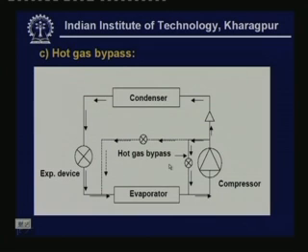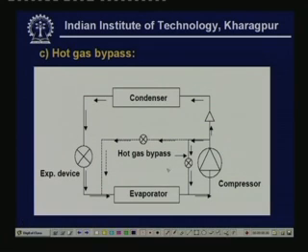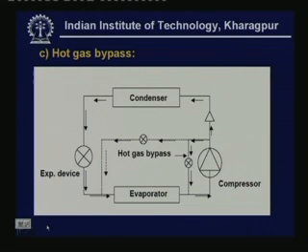Normally, this valve is controlled by sensing the pressure here. That means you will be sensing the pressure at the evaporator, and that is connected to this valve. When this pressure falls below the design pressure, that means the load is less and this valve opens, and once this valve opens, there will be bypass and the refrigeration capacity also reduces to meet the load. So, this is one method of hot gas bypass.